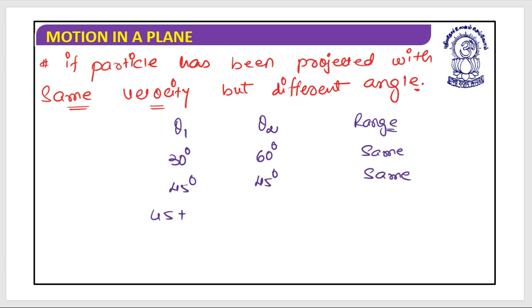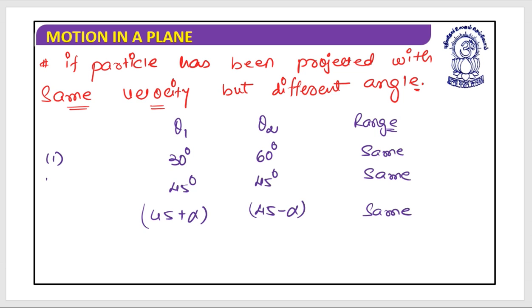Let's say it is 45 plus alpha, and it is 45 minus alpha. It is theta 1, it is theta 2. So if I add, 45 plus 45 would be 90, and plus alpha minus alpha would be gone. So again that total is 90, and as the total is 90, it's the same.